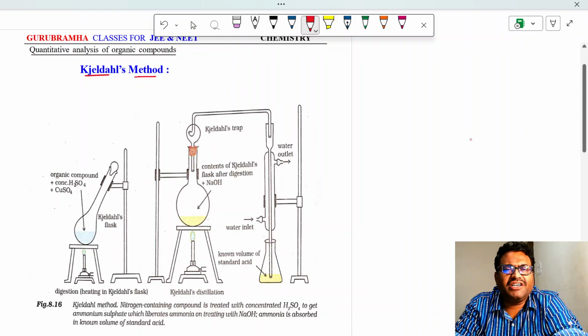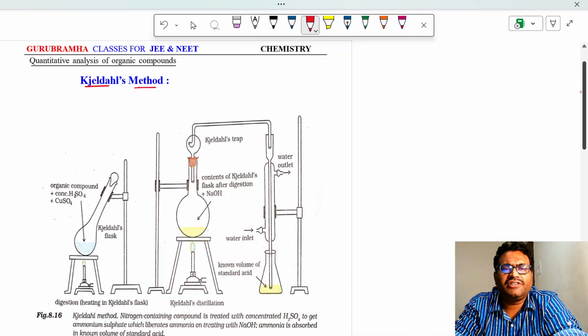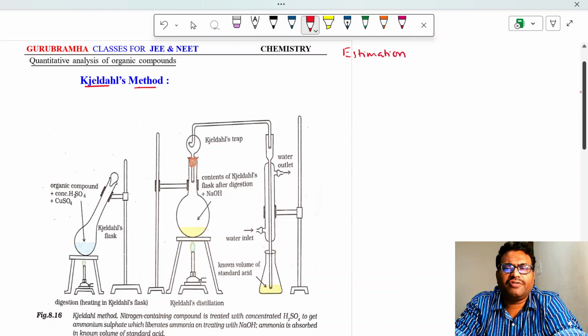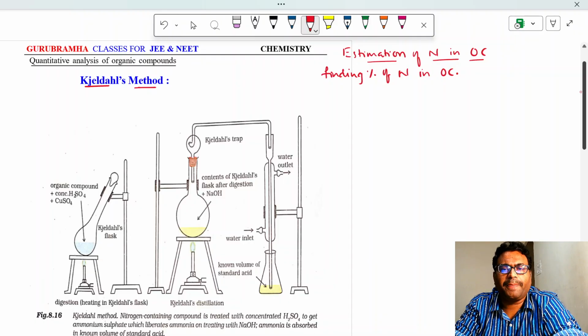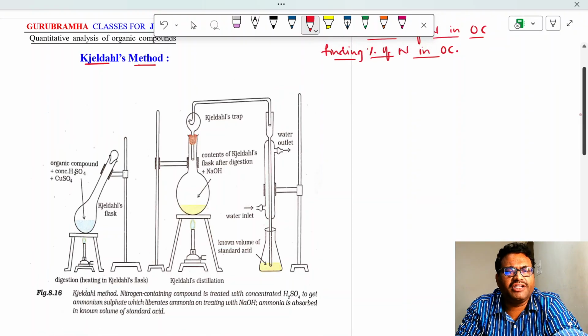We are finding the percentage of nitrogen in the organic compound, right? The Kjeldahl method is used for estimation of nitrogen in organic compound. That means finding the percentage of nitrogen in organic compound. Okay. You can see the setup or apparatus involved in this Kjeldahl method.